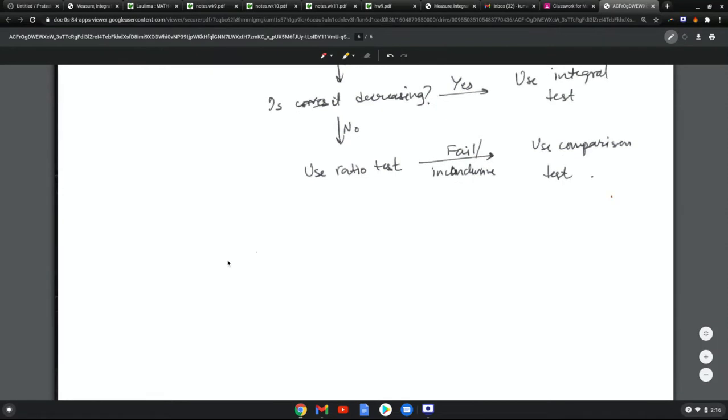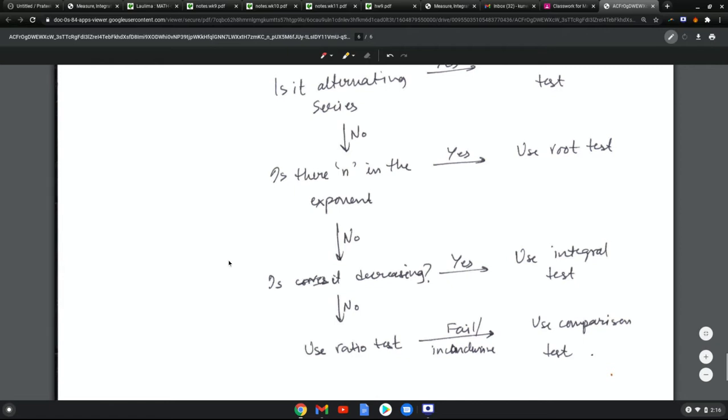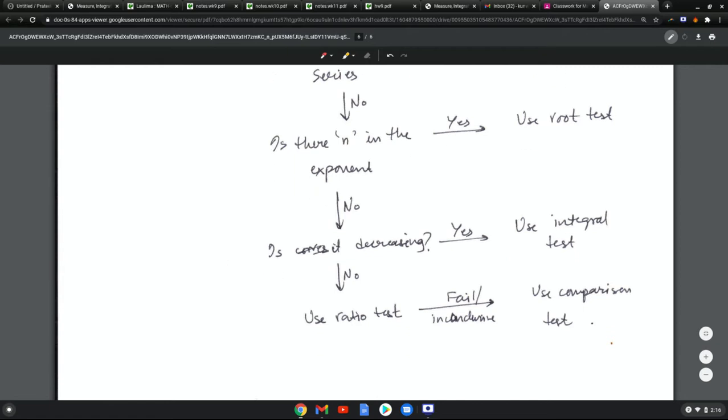So this is just one way of thinking about it. There's going to be a lot of hit and trial involved in this process of finding or proving convergence and divergence of series.